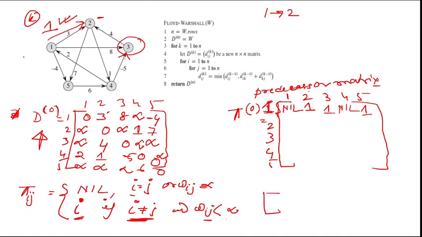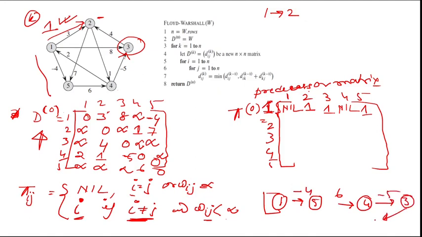See this path: 1 to 4 is 6, minus 4 I mean, then 4 to 3 is minus 5, and then 3 to 2 is 4. So the total cost is 10 minus 9, which is 1. That's all.